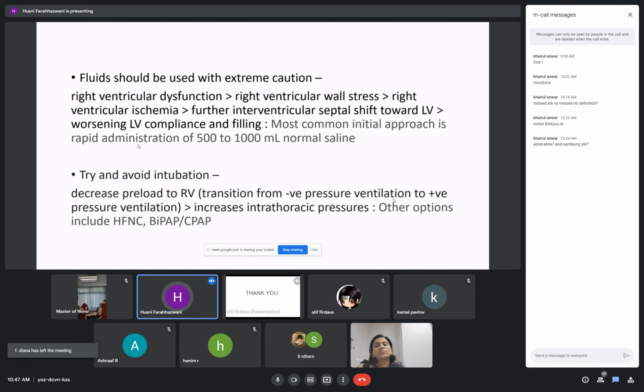So the most common initial approach is 1 to 2 pints of normal saline, rapid administration, to resuscitate the patient. And also the oxygenation: usually try to avoid intubation, because we decrease the preload to the right ventricle because of the transition from negative pressure ventilation to positive pressure ventilation, which will increase the intrathoracic pressure. So other options can include high flow nasal cannula or BiPAP or CPAP. But if patients still cannot tolerate BiPAP or CPAP, then we may proceed with intubation also.